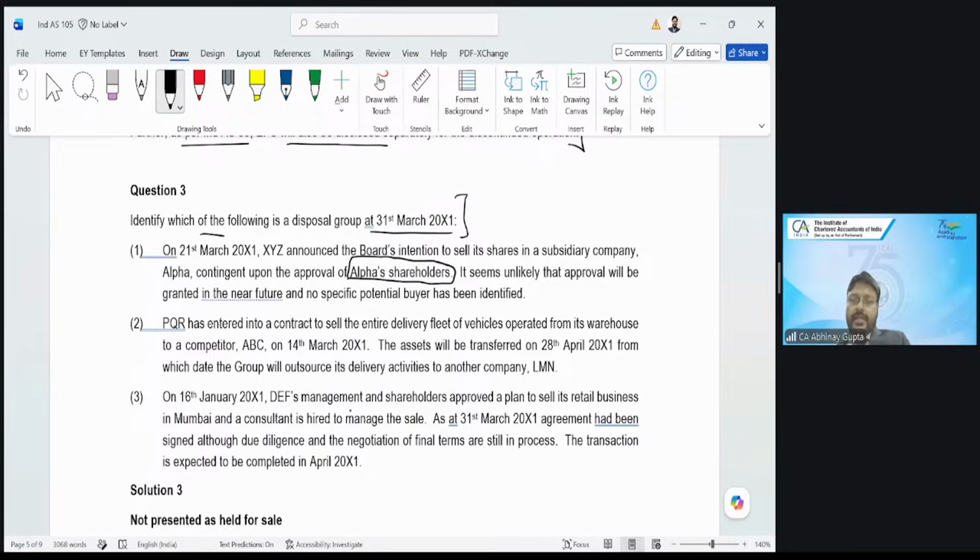It seems unlikely that the approval will be granted in the near future, and no specific potential buyer has been identified. So first of all, the sale is dependent on the approval from the subsidiary's shareholders, number one. Buyer is also not identified, right? And it is also unlikely that the shareholders will give their approval in the near future. What do you think? Whether this is meeting the criteria laid under Ind AS 105 for classification of this subsidiary as non-current asset held for sale? What do you think?